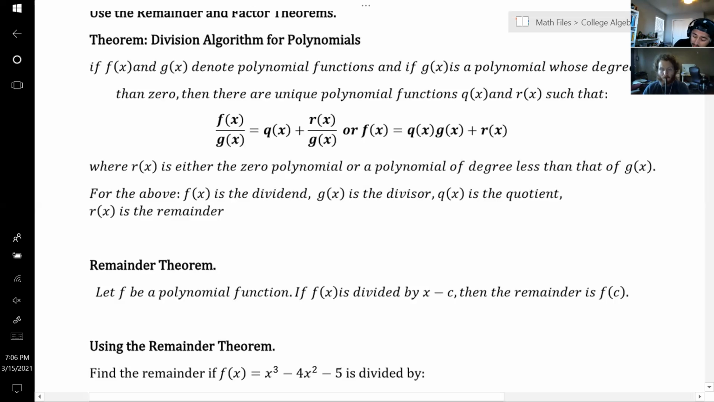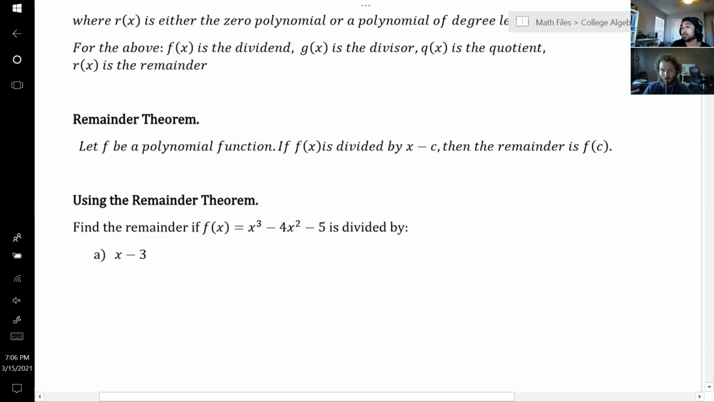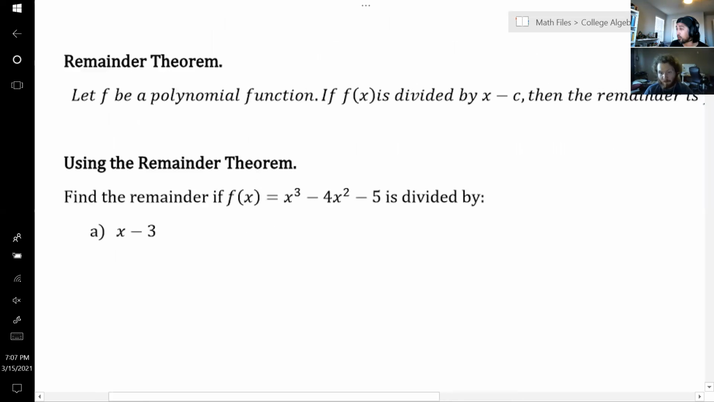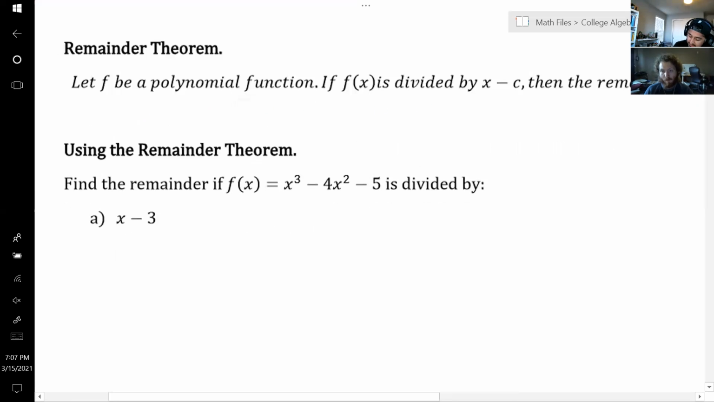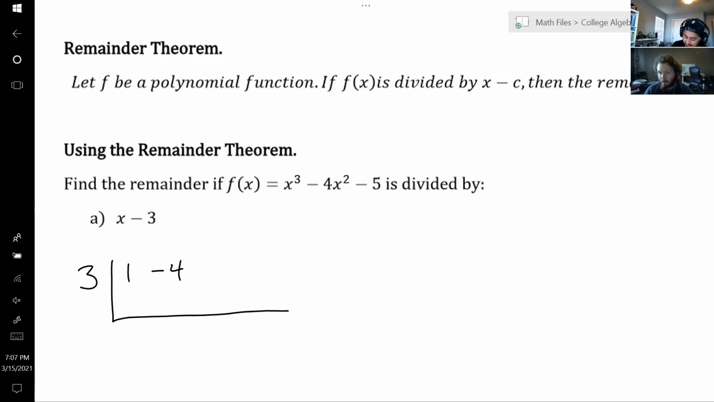All right. So let's go ahead and practice that below. It says, using the remainder theorem, find the remainder if f of x equals x cubed minus 4x squared minus 5 is divided by x minus 3. Okay, so I'm just going to show you how this works. Let's go ahead first and set up for synthetic division. So since that's x minus 3, I'd put a 3 on the outside, and then inside I'd put my dividend. X cubed minus 4x squared minus 5. So 1 for x cubed, negative 4 for x squared. We're missing an x, so 0, and then negative 5.